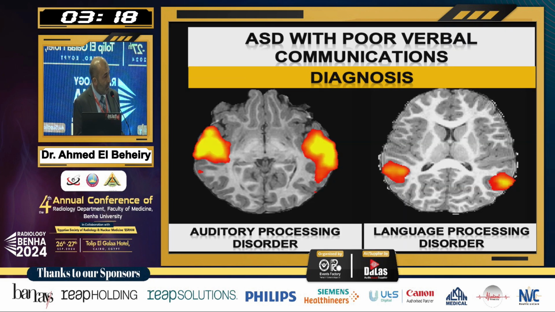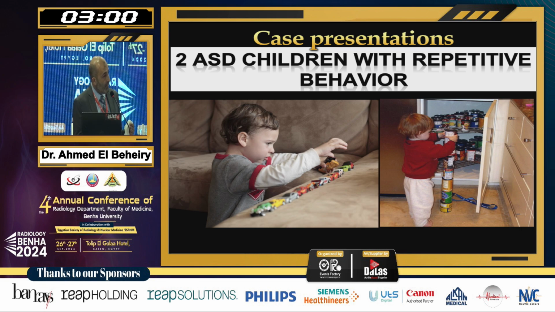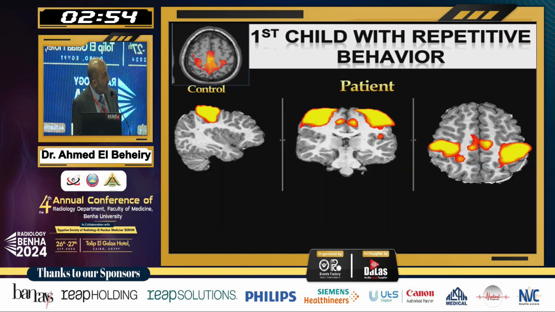So based on resting state, the two children with the same manifestations, the first was diagnosed as auditory processing disorder and the second as language processing. The management for the first was auditory integration therapy and for the second was speech therapy. Here we have another two children with autism and repetitive pattern of behavior. These were the resting state networks compared to control.